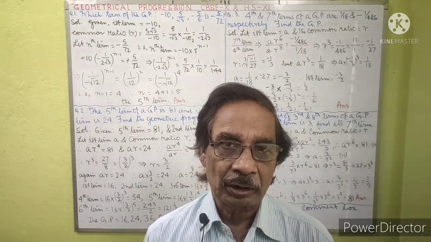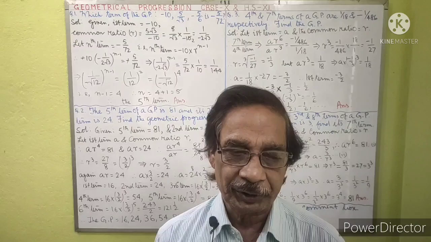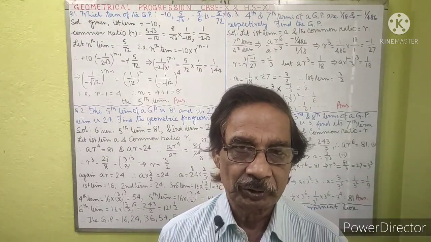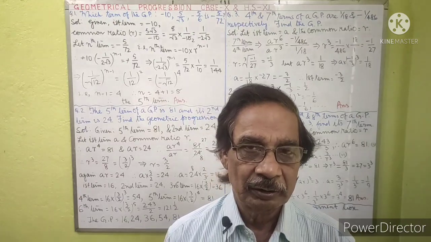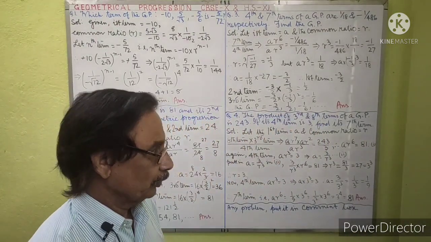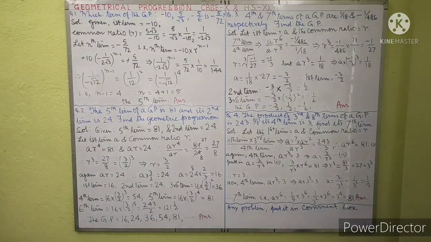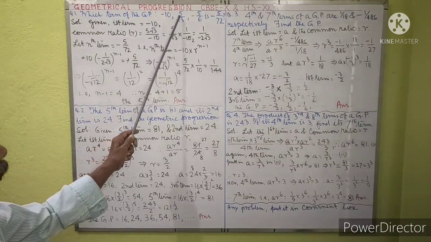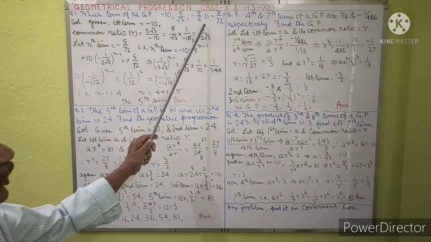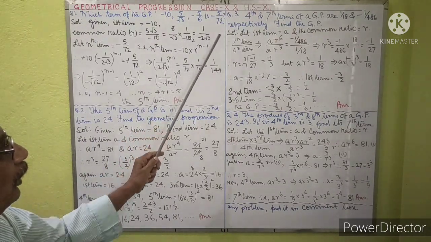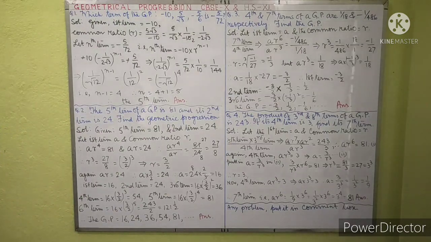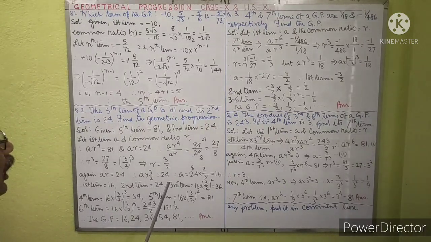We are continuing the GP, geometrical progression. Today we will get these problems solved. Try to follow me. The first problem is: which term of the GP minus 10, 5 by root 3, minus 5 by 6 is minus 5 by 72? We have to find the number of terms in which it is minus 5 by 72.